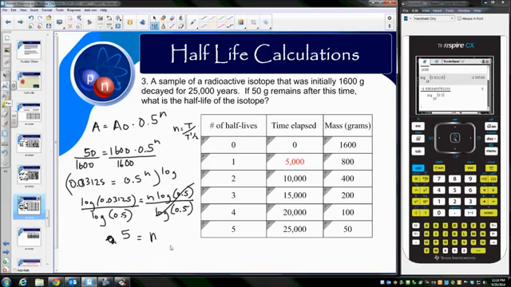Now if n is equal to 5, and 5 is equal to t, the total elapsed time of 25,000 years, divided by the half-life we do not know. We can solve for half-life quite simply by multiplying both sides by t1/2, then dividing by 5. That gives us t1/2 is equal to 5,000. 5 is equal to 25,000 divided by t1/2, and 25,000 must be divided by 5,000 to get 5.